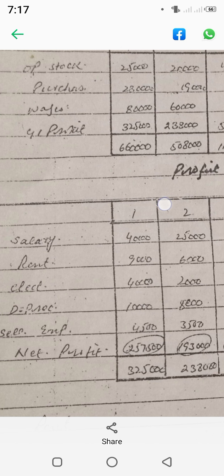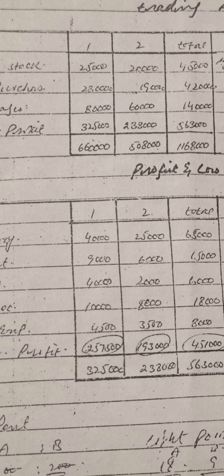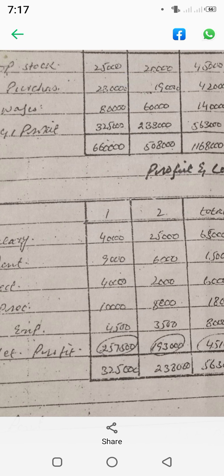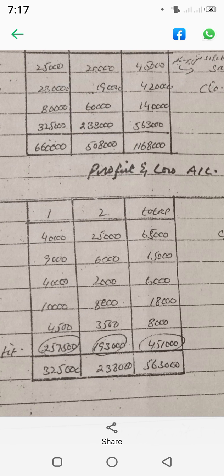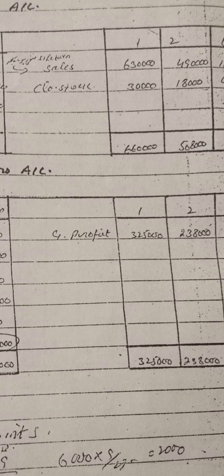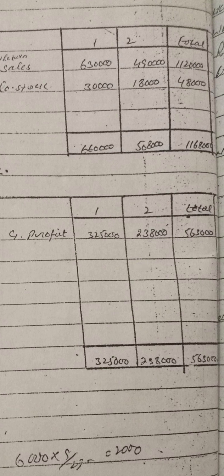You can see opening stock is written on the debit side of the trading account as it is. Purchases also appear on the debit side. Wages also appear on the debit side in their respective columns. And in the last, we have made the addition. 25 plus 20 is equal to 45,000. 23 plus 19 is equal to 42,000. 80,000 plus 60,000 is equal to 1,40,000. And for sales, they give you the net amount, sales return already deducted from it. Net sales is appearing for department 1 and department 2 on the credit side, and closing stock is appearing on the credit side of the trading account, and we have just done the addition.